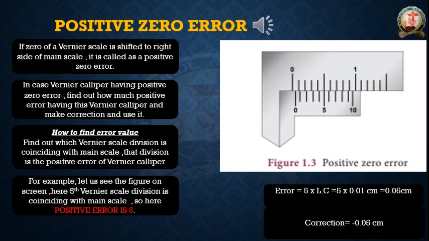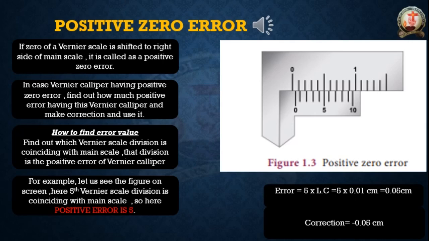After finding the error, please see the last box. Error is equal to 5 into least count. You already found the error value, positive zero error value, how much? 5. So error is equal to 5 into least count. I hope you know the least count of the vernier scale. What is the least count? 0.01. I already explained above. So error is equal to 5 into 0.01 centimeters.